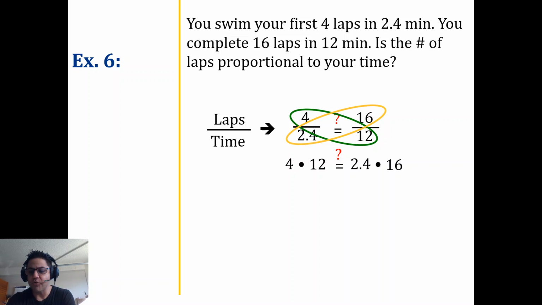So we know 4 times 12 is 48. And 2.4 by 16, ooh, so look at that. That's not proportional, which means probably the last half, meaning like maybe the last 8 laps of swimming, you probably slowed down. They are not equal to each other. So it's not proportional. If we got 48 equals 48, then yes, that would be proportional, which means they were swimming steadily the whole 16 laps.